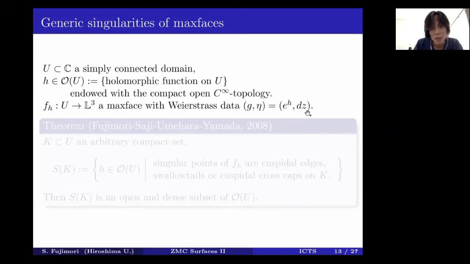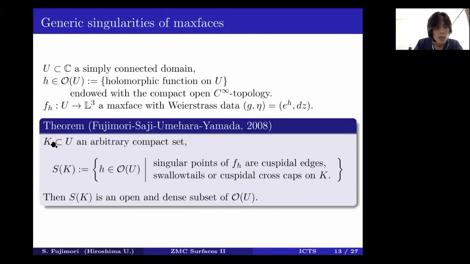So for an arbitrary compact set K in U, we set S_K as the set of H for which the singular points of F_H on K are cusp edges, swallowtails, or cuspidal cross caps. Then this S_K is an open and dense subset of O_U. By this fact, we can say the generic singularities of maxfaces are cuspidal edges, swallowtails, or cuspidal cross caps. So this is a theorem for singularities of maxfaces.